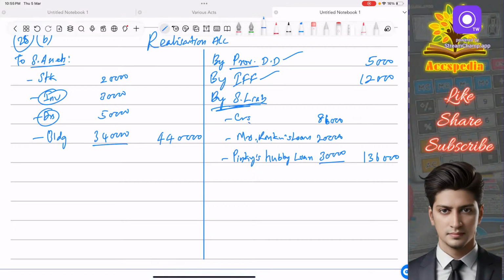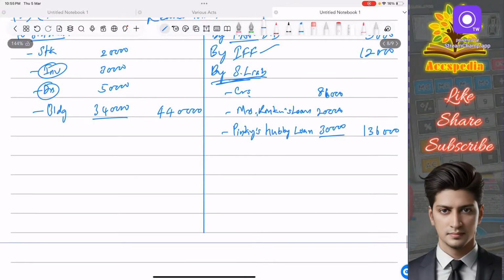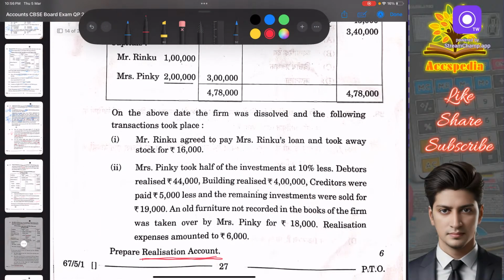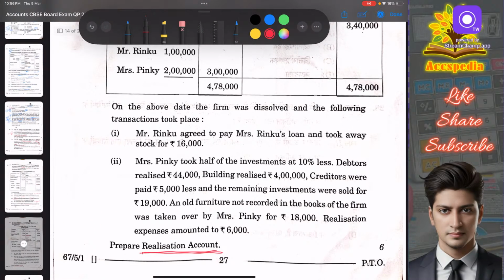That is, there are three third party liabilities. Then after that, show the realization of assets. Read the information. Mrs. Rinku agreed to pay Mr. Rinku, so he took over a liability. First, let's complete the sale of asset. Mr. Pinky took half of this asset taken over.